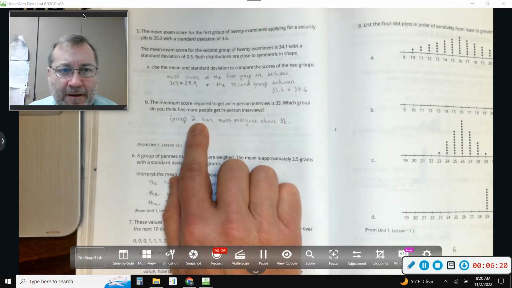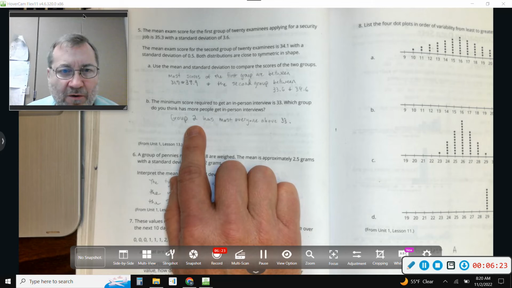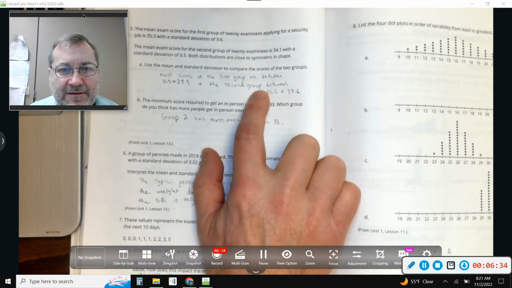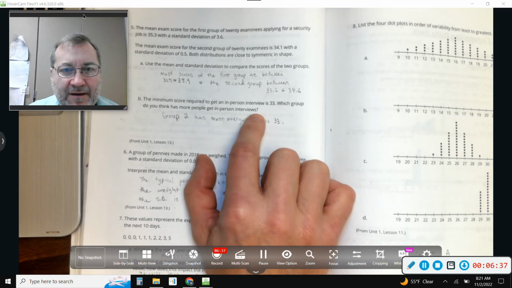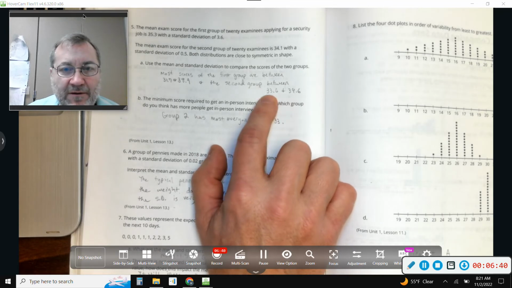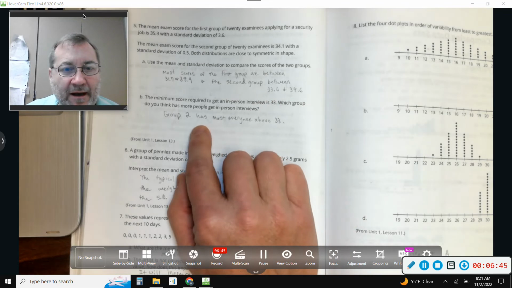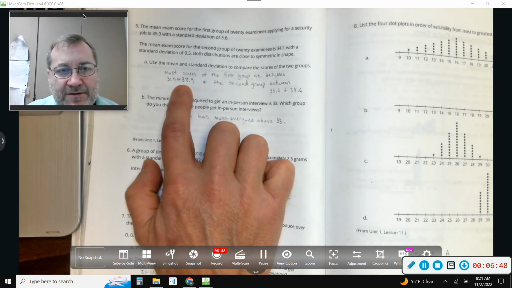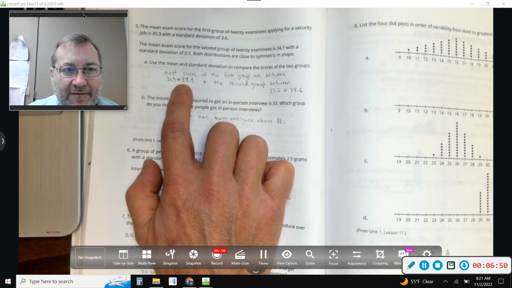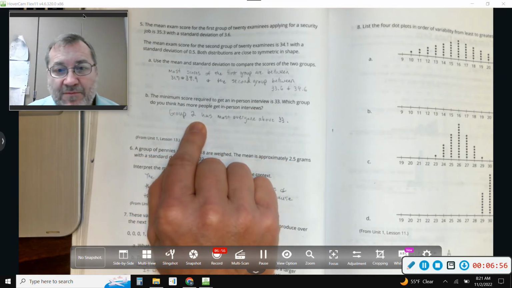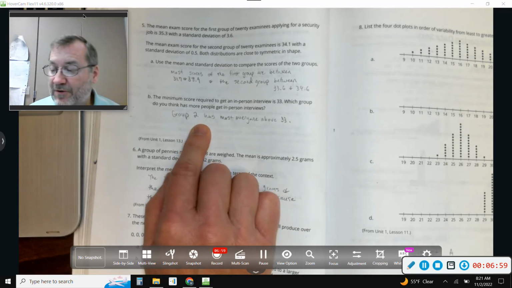And letter B, the minimum score required to get into the in-person interview is 33. Which group do you think has more people to get into the interview? Well, group 2, because their tightly compacted amount is above that. I mean, 68% is above 33. So this one's going to have a vast majority of people going there. And this, not so much. Of that 68%, they're not going to have nearly so much percent-wise going through. So group 2 has most everyone above 33. So group 2 would be a better choice.